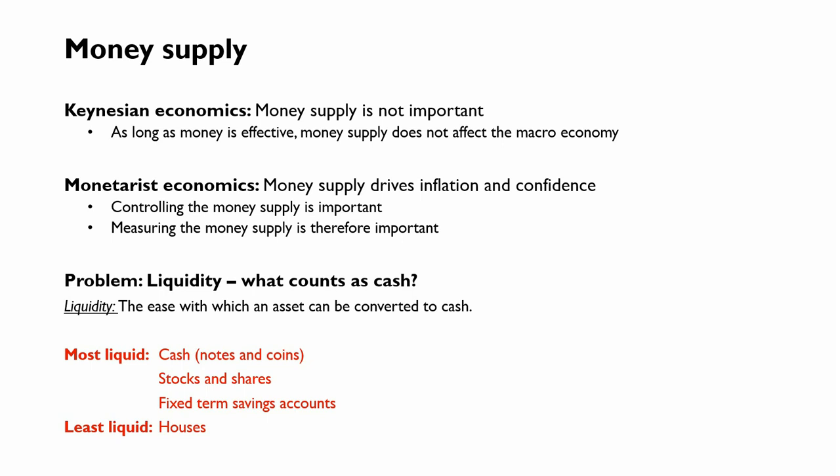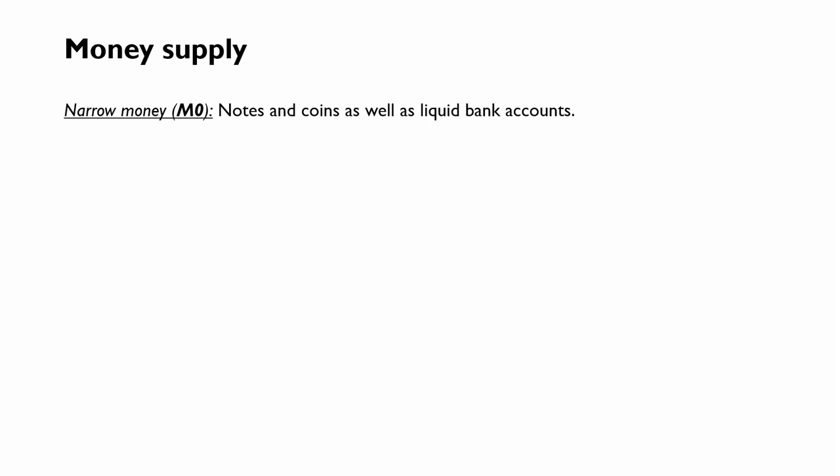But the problem with liquidity is I've got to work out what I count as cash. Obviously, I'm going to count notes and coins as part of my money supply. But do I count bank accounts? And if so, which bank accounts? And because of that, there's actually more than one measure of the money supply. There's about 7 or 8, depending on what you look at. But we're going to just look at 2, and we only need to know the rough detail.